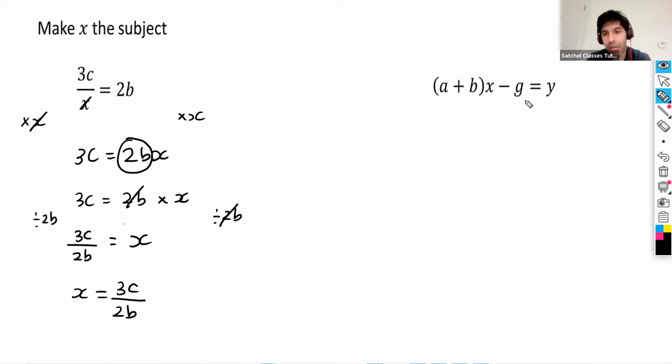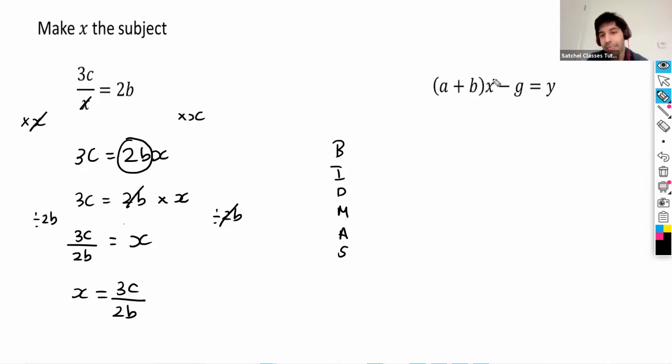So this one's slightly trickier, but again, what we can do is get rid of this subtraction of g. The reason why we start by getting rid of this subtraction is because if we think about BIDMAS, this is the order of operations. BIDMAS is the order of operations: brackets, indices, division, multiplication, addition, and subtraction. So we follow this order when we are doing an operation.